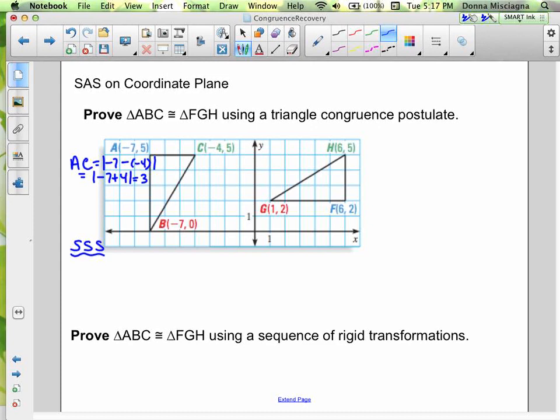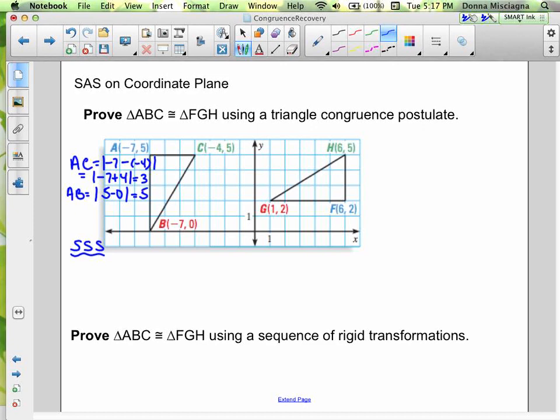All right, and so AB. I like to use the absolute value just because sometimes it's harder to count, and there are times when it is harder to count, so you can do it this way. All right, we have a vertical line. The x-coordinates don't change, just the y-coordinates. So we have the absolute difference between 5 and 0. So absolute value of 5 minus 0, that's just going to be the absolute value of 5, and that's just going to be 5. All right, so we have two of our sides.